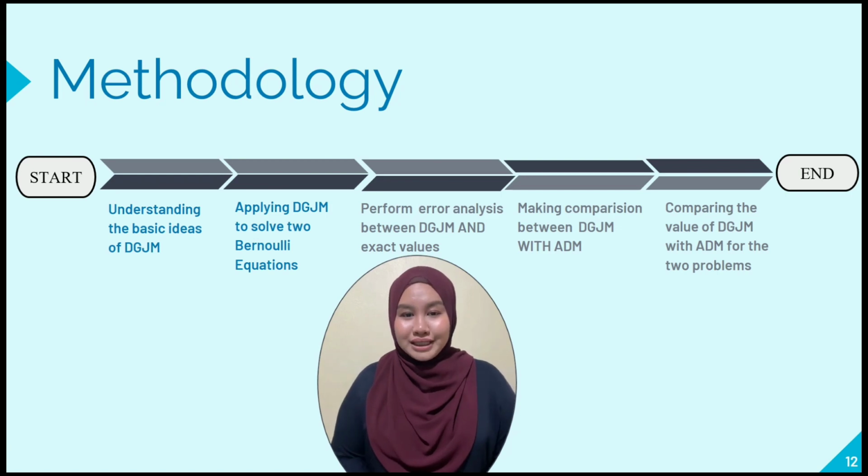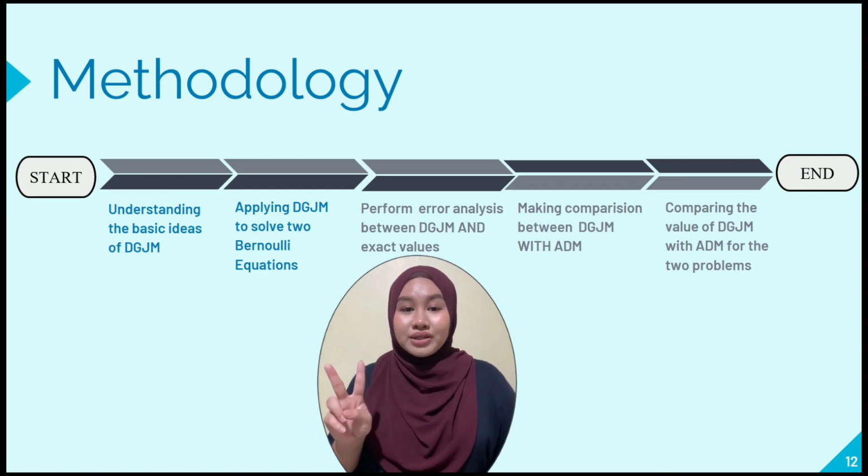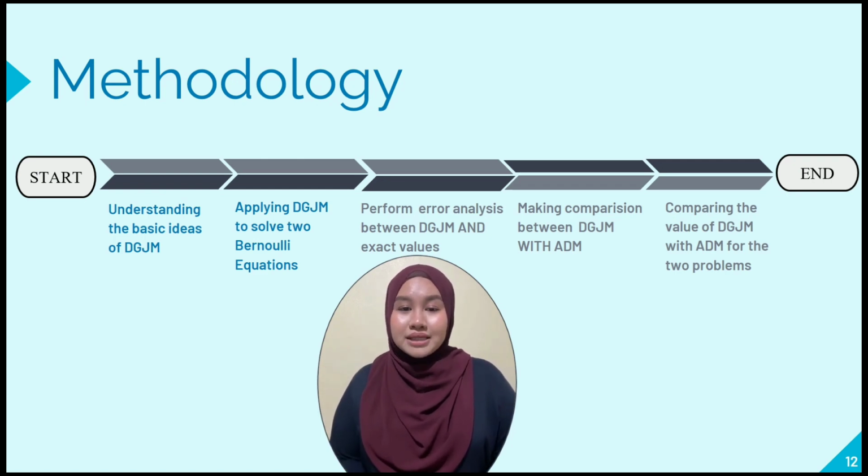For the methodology, we started with understanding the basic idea of Daftardar Gejji and Jafari method by studying the method and figuring out the series terms from the article that we searched. Next, we proceed by solving two different types of nonlinear equation known as problem 1 and problem 2 by implementing the DGJM. The next process is performing error analysis between DGJM and ADM.